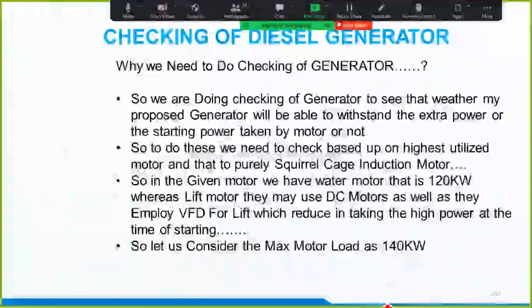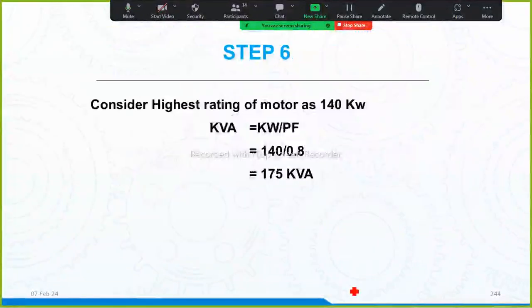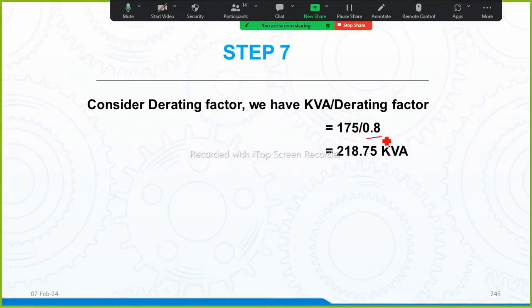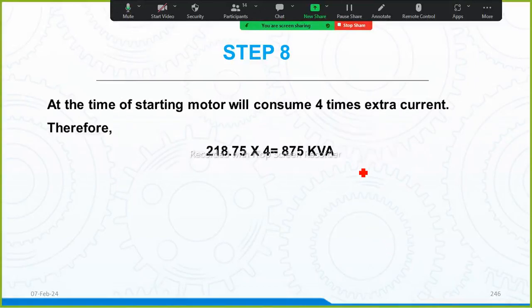Now again we need to do the checking of the generator the same way. So I need to do the checking of the generator by considering the highest utilized motor. Based upon the power factor 0.8, I got 175 kVA. Then based upon the derating factor 0.8, 18.75 kVA. That means to run that motor we require 18.75 kVA. Now considering 4 times extra, 18.75 into 4 is 875 kVA.